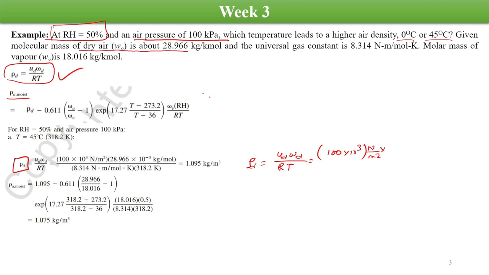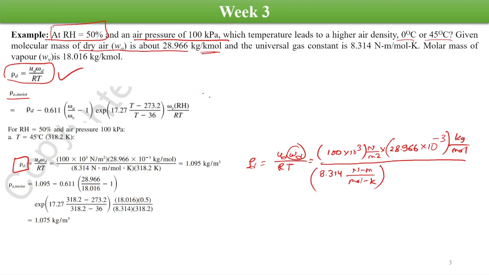Then we'll multiply that value with the molecular weight of dry air. That's going to be 28.966 kilogram per kilomole. In the denominator it's kilomoles, so we'll convert it to mole by multiplying the denominator by 10 to the power 3. That becomes 10 to the power minus 3 in the numerator. Fine, the unit is kilogram per mole. Then we come to the denominator, which is the gas constant. The universal gas constant is 8.314, and the unit is Newton meter upon mole Kelvin.